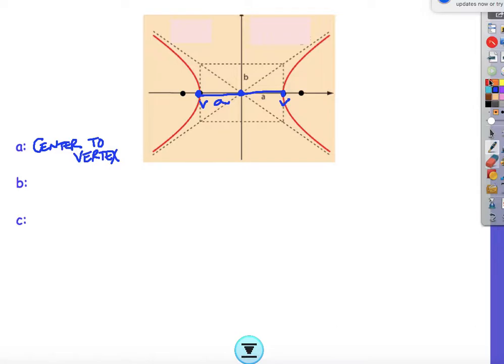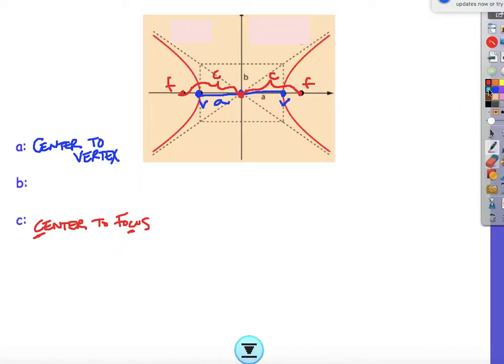C is the center to focus. So from the center to this focus right here, the focus is going to be inside the parabola. Here's another focus inside the parabola. That distance from the center to the focus, that is C. Center to focus. Remember that there's a C in the word center and a C in the word focus. So that's C, the letter C.